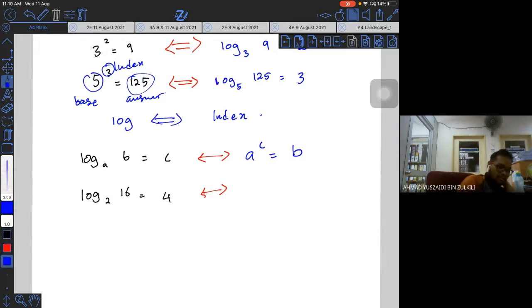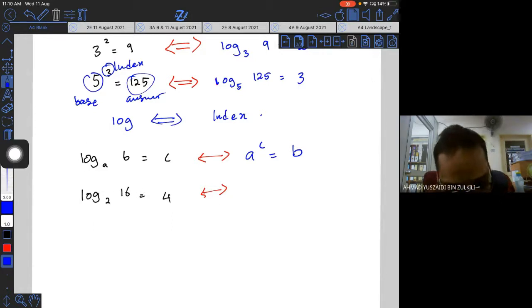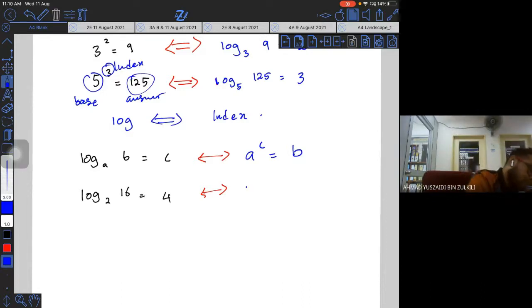Audrey, so what is the base for this log? Okay, 2. Okay, dah ada jawapan. 2 to the power of 4 equal to 16. Okay, baguslah. Betul. Okay, simple saja.